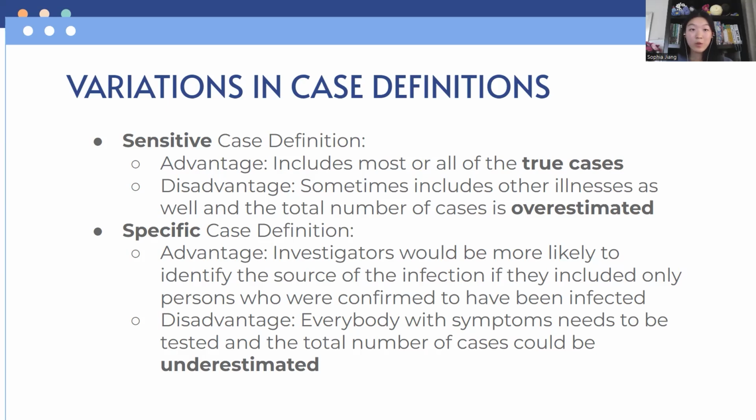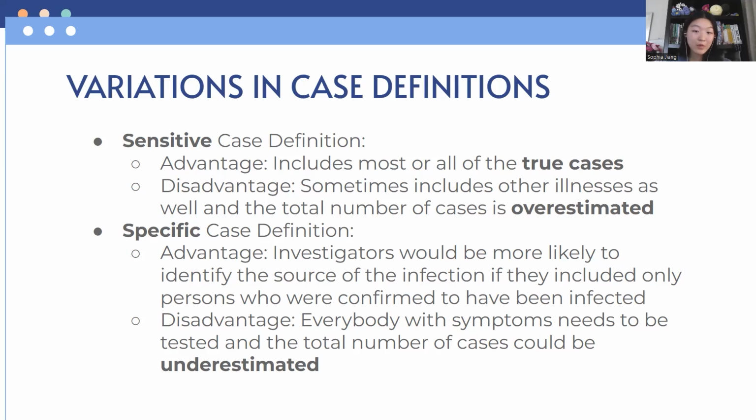Because when you're dealing with an outbreak, you want to make sure you are controlling the disease. It's best to include everyone that has the disease so you can stop it from spreading. It's okay if there are a couple of people in there who don't have the disease, because you are going to have almost all of the true cases.